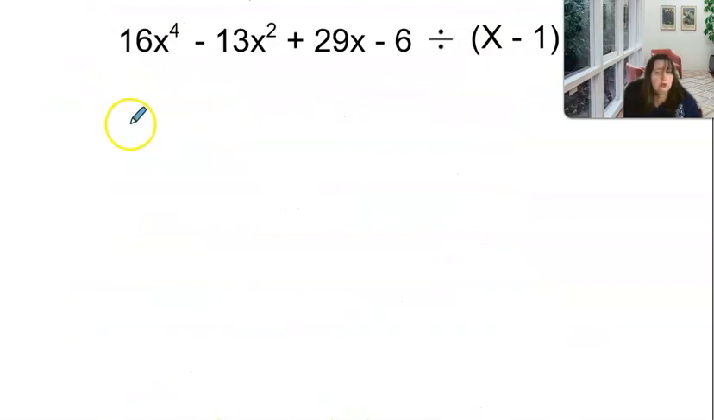The next one I want to show you is when you don't have all your x's. You'll notice here I have x to the 4, but I'm missing 3. I have a 2, a 1, and a 0. Still the same number here, so I'm still going to use 1.